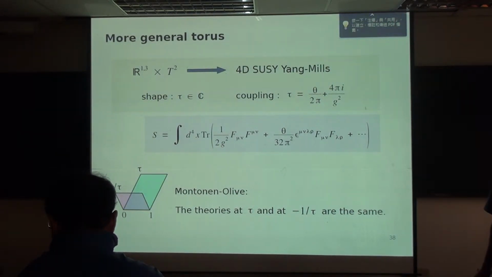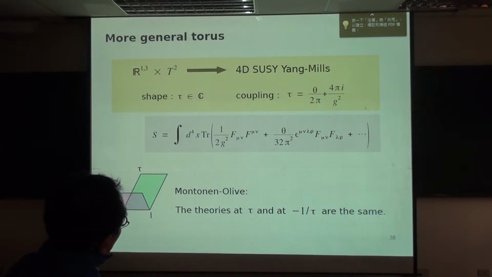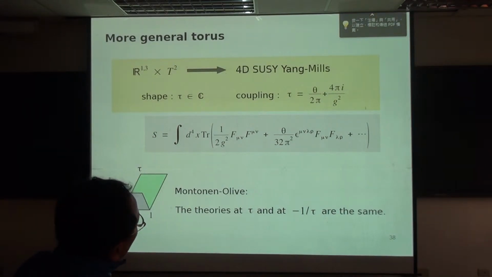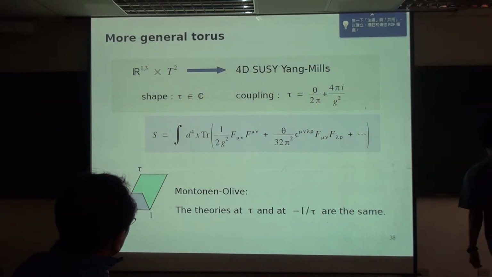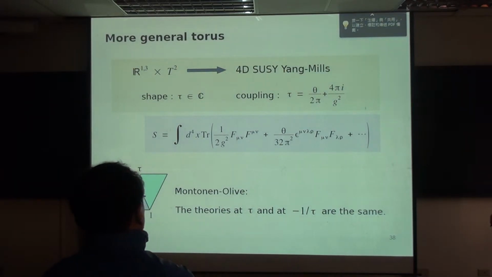The Montonen-Olive theorem says that the theories at tau and minus 1 over tau are the same, but that is only for 4D super-Yang-Mills. In real QCD, there is no such thing. So this observation is not immediately applicable to QCD. Yeah, we are just having fun with the highly supersymmetric theory.